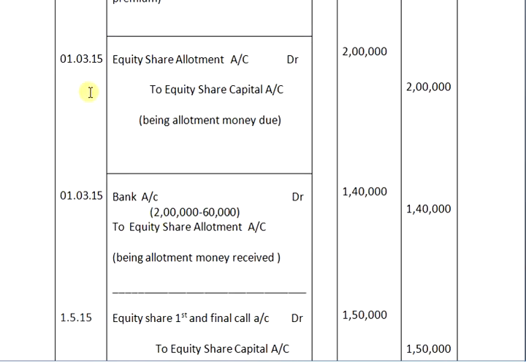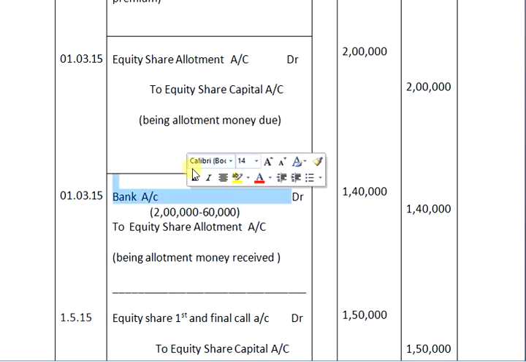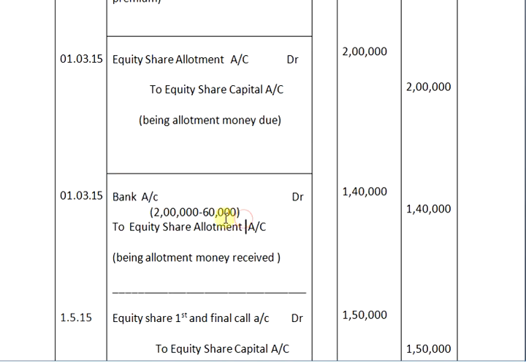Now coming to the next transaction, it is as before, there are no changes. On 1/3/2015 allotment, the premium is already completed in the application itself. So equity share allotment account debit to equity share capital account, 50,000 into 4 rupees for the allotment, becomes 2 lakhs and 2 lakhs. See here, one more thing: when receiving the amount, the 60,000 has been adjusted already.